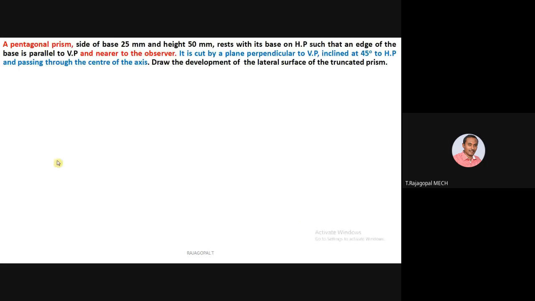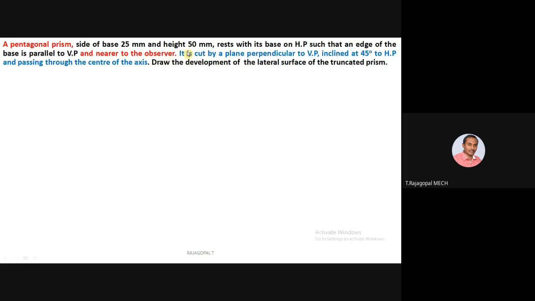You read this question: a pentagonal prism, side of base 25 mm and height 50 mm, rests with its base on HP, such that an edge of the base is parallel to VP, nearer to the observer. It is cut by a plane perpendicular to VP, inclined at 45 degree to HP, passing through the center of the axis. Draw the development of lateral surface of the truncated prism. So in this question, there is no sectional top view. We have to draw only the development of lateral surface of the prism.